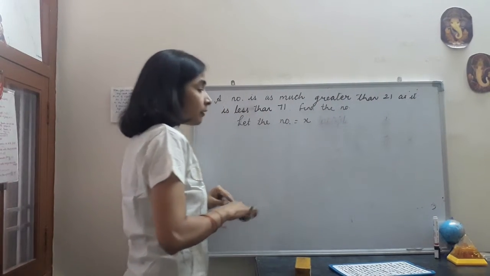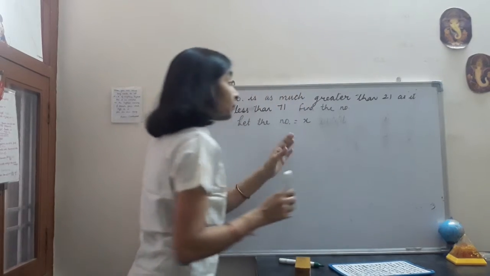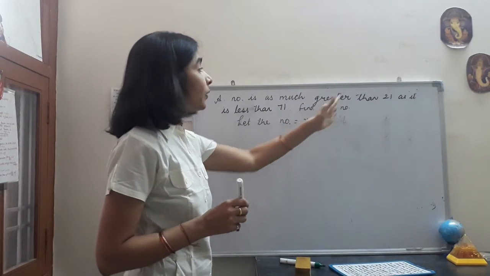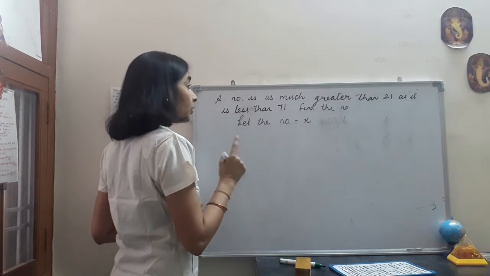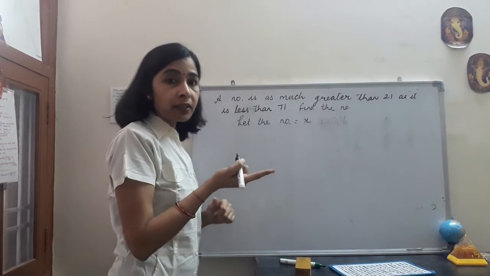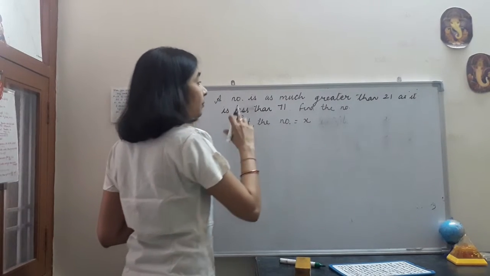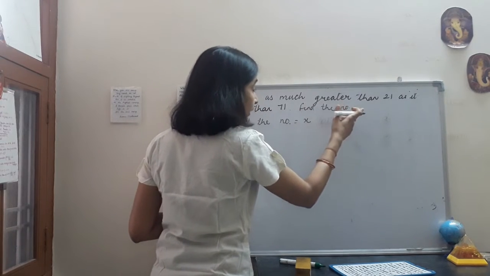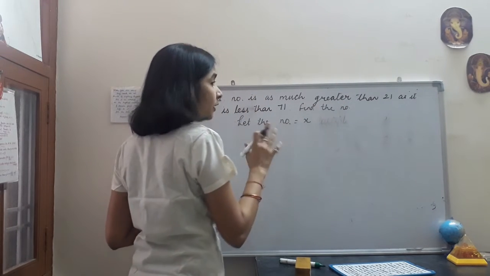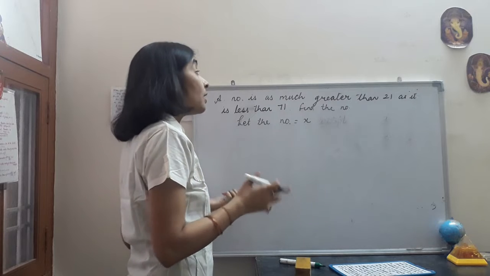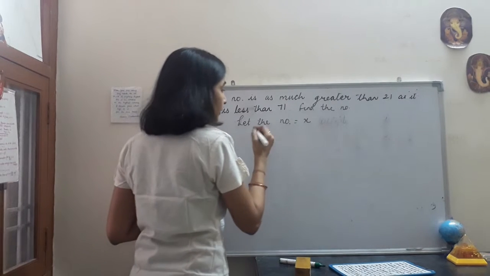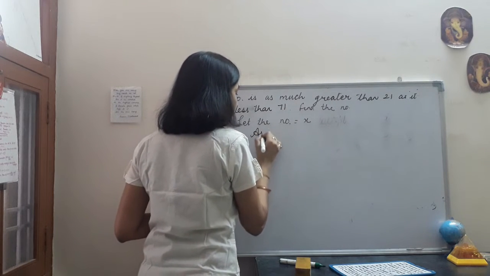Okay, now first we'll suppose how much it is greater than 21. So what we will do is add 21 to it. Here a number is as much greater than 21. How much is it greater than 21? We don't know how much it is greater than 21, but whatever it is, we'll just write it in the equation as per the question.